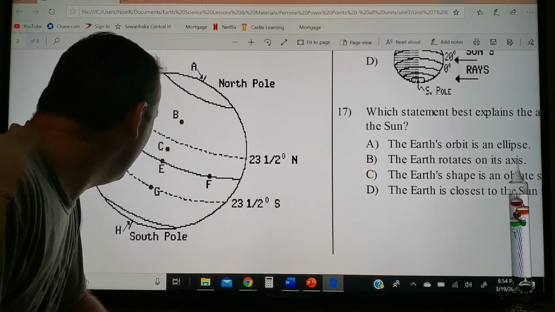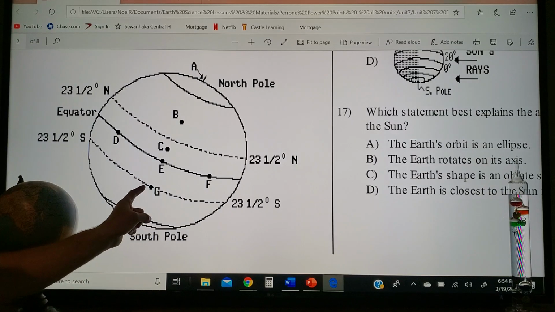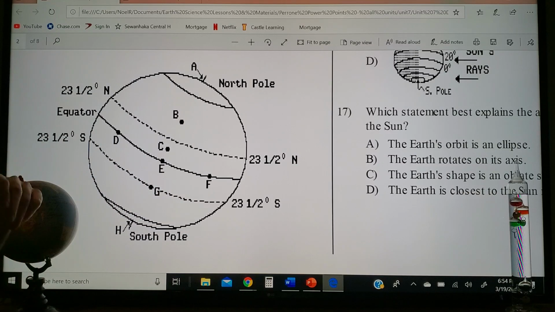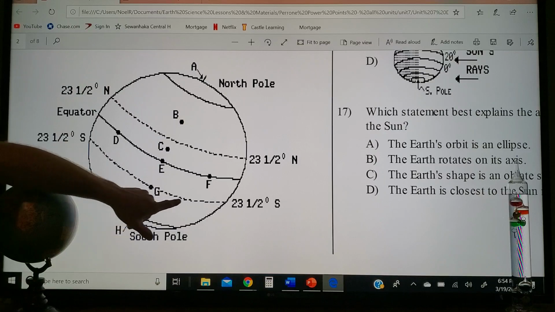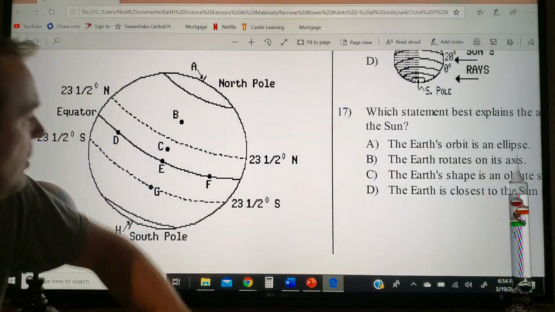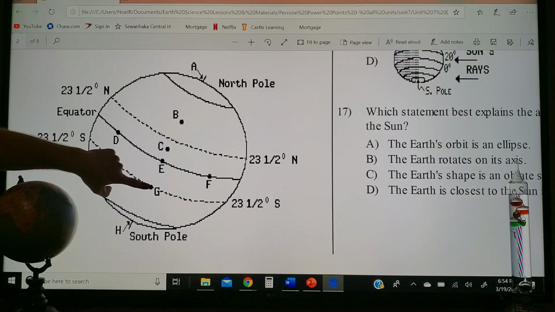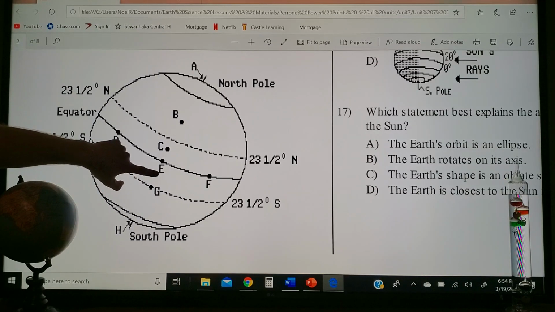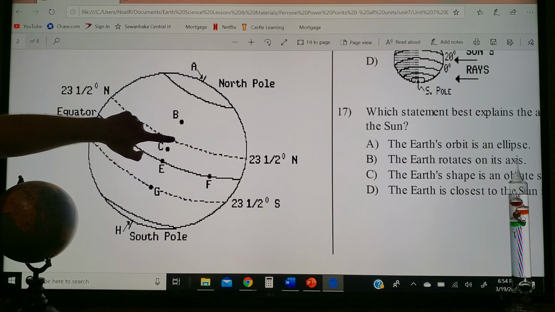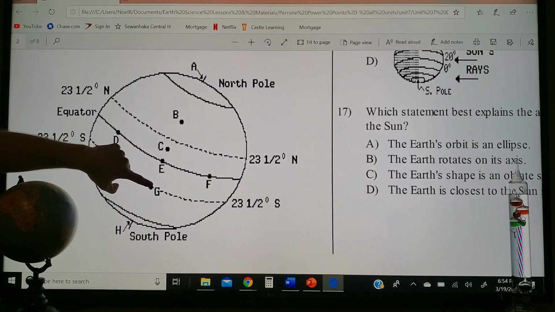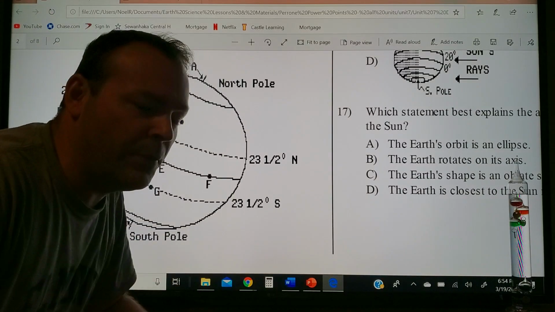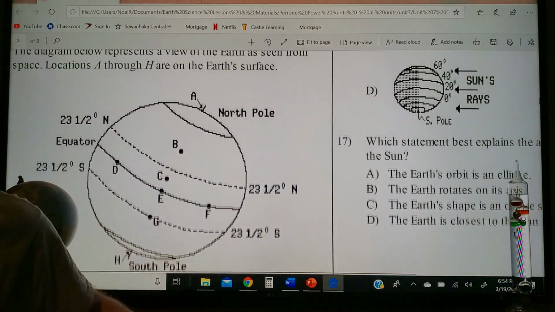All right, so here's the diagram. Here's point G. Here's E. It wants to know when we're going to be moving north from G to E. Well, the sun's directly overhead the Tropic of Capricorn. That's what G is, on December 21st. So if this is December 21st, as we go north, it would be January, February, March, April, May, June, July, August, September, October, November, December. So December, January, February, we're heading toward the north. That's got to be your best answer there.